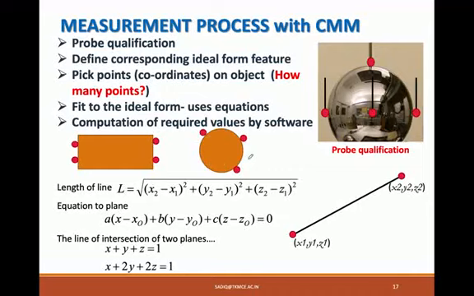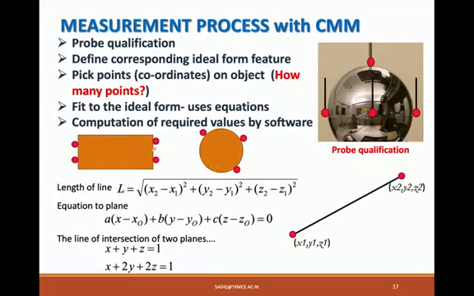Once we define the form feature, the next step is to pick points or coordinates on the object. Say you want to measure the length of this cuboid piece: bring the stylus and touch it on a minimum of 3 points on this plane of the cube. Similarly, again define 3 points on the other plane. Thus define this plane initially, then define the other plane, save it in memory, and with this information, if you ask for the length, it will compute the length between the surfaces.